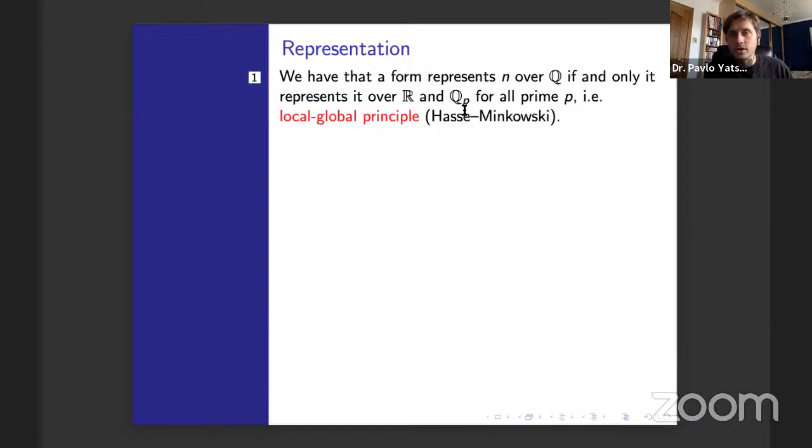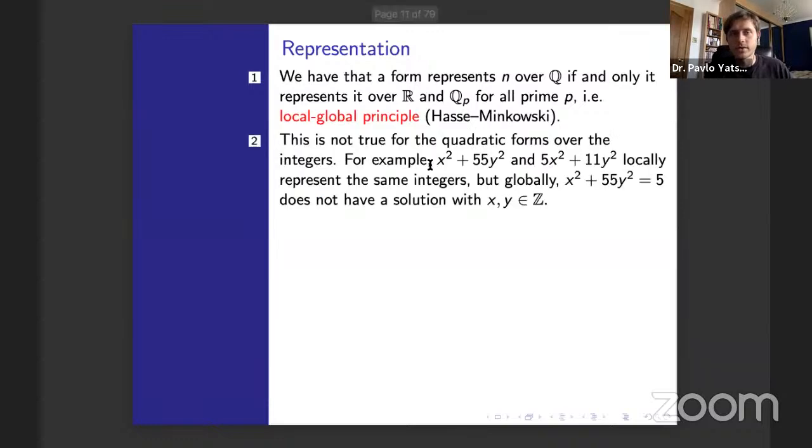Unfortunately, this doesn't hold if we consider forms over the rational integers. For example, take the quadratic forms x squared plus 55y squared and 5x squared plus 11y squared. These two binary quadratic forms represent the same integers locally, but globally we can easily check that x squared plus 55y squared doesn't represent 5 if we consider only x and y to be integers.